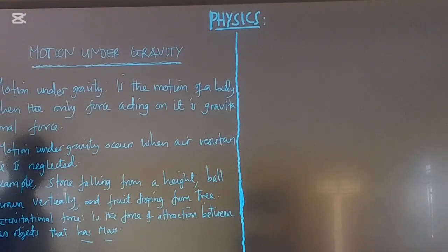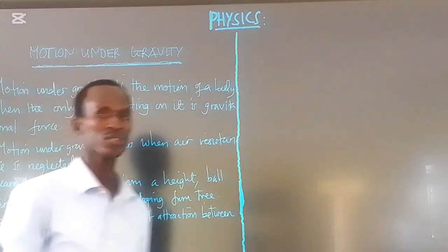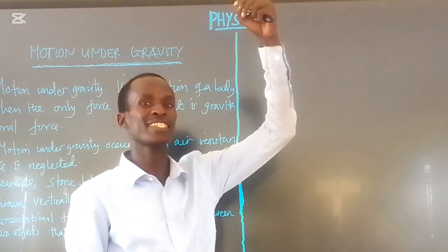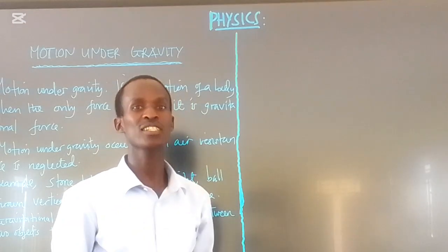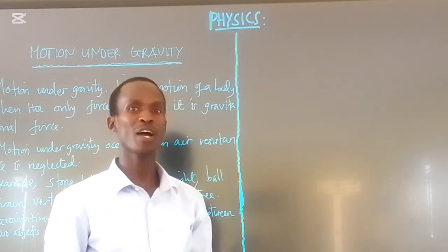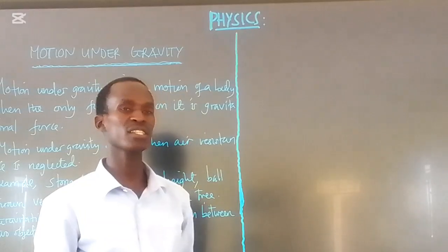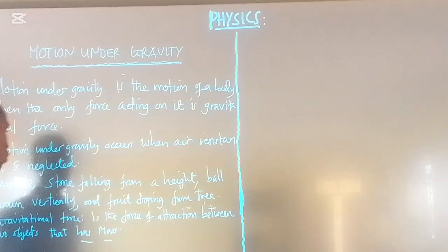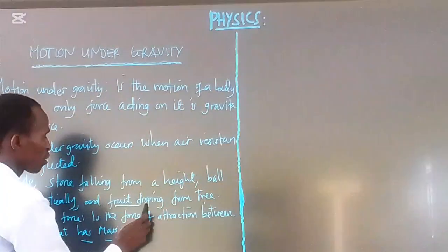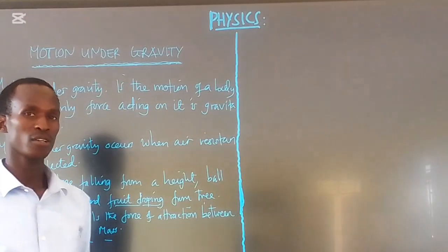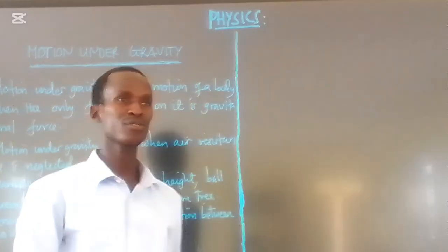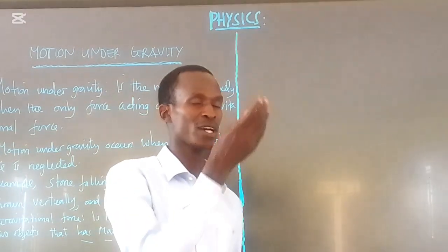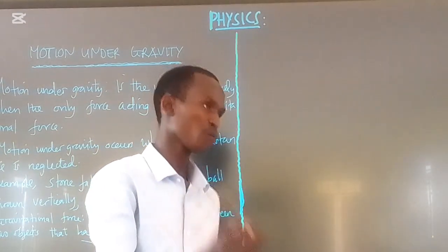Also, when a ball or a stone is thrown upward, it goes up, but when it reaches a certain height, it tends to be pulled downward. This is because of the gravitational force caused by the Earth. The gravitational force is a force of attraction towards the surface. Also, when fruits drop from a tree, they drop downward and not upward. This is because of gravitational force.